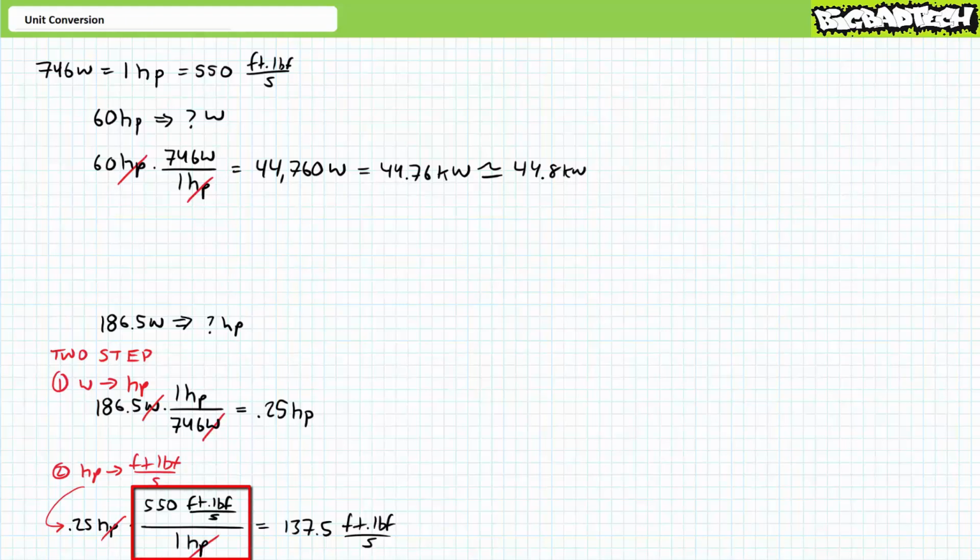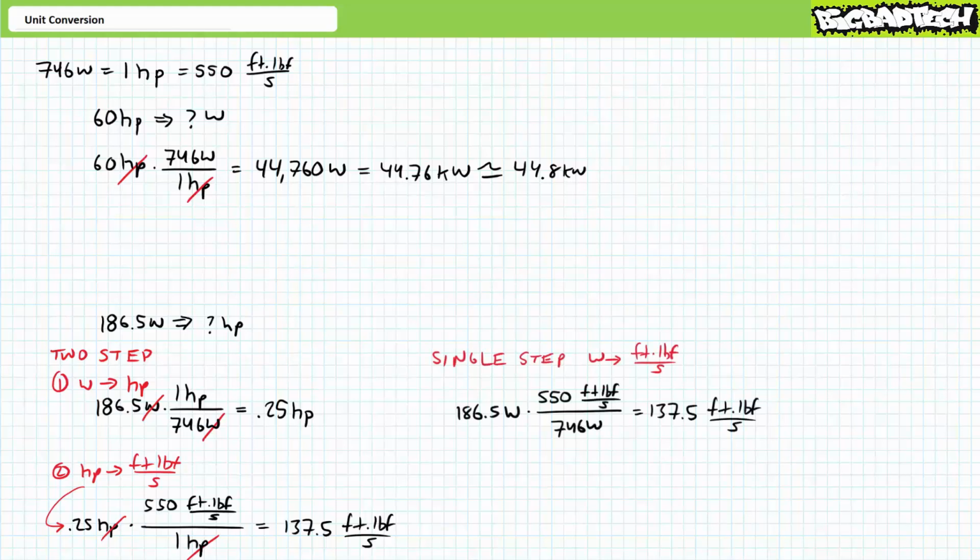Step 2, convert units of horsepower to foot-pounds force per second. The unit we want is foot-pounds force per second. The unit we don't want is horsepower. 0.25 horsepower times 550 foot-pounds force per second over 1 horsepower, units of horsepower cancel out, and units of foot-pounds force per second remain, yields 137.5 foot-pounds force per second. Option 2, single-step conversion. If 1 horsepower is 746 watts, and 1 horsepower is also equal to 550 foot-pounds force per second, it stands to conjecture 746 watts is equal to 550 foot-pounds force per second. Using this equality, we can cut out the intermediate conversion to horsepower.